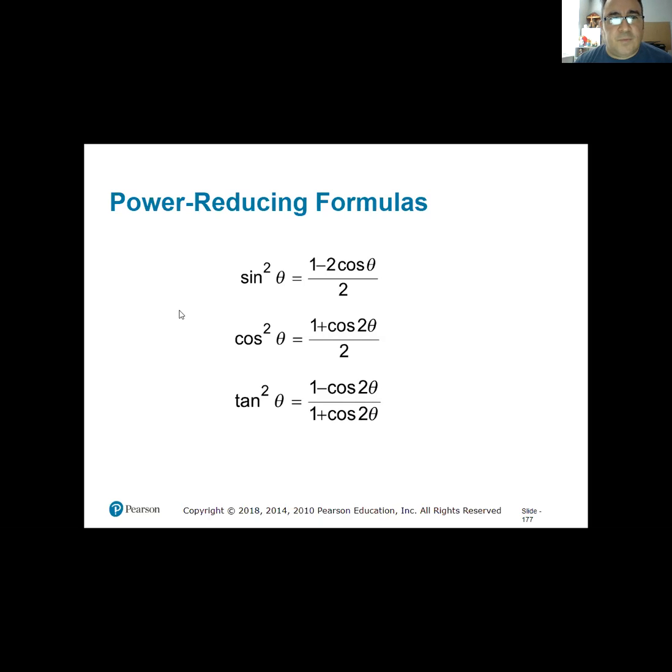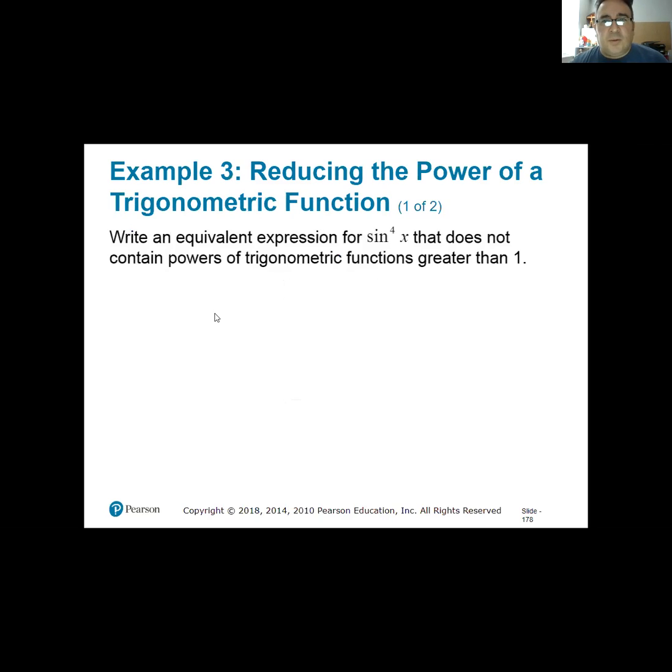All right, moving on. So it says, write an equivalent expression for sine to the 4th power that does not contain powers of trigonometric functions greater than 1. So we've got sine to the 4th power. We want to rewrite that expression with something that has no exponents greater than 1. That's a lot of reducing to go from 4 to 1. So how do we do that?